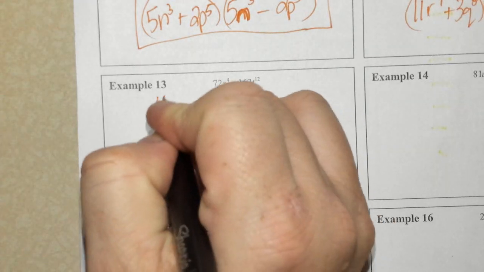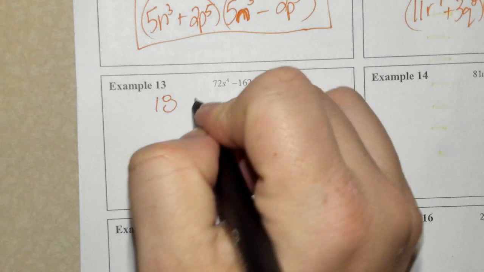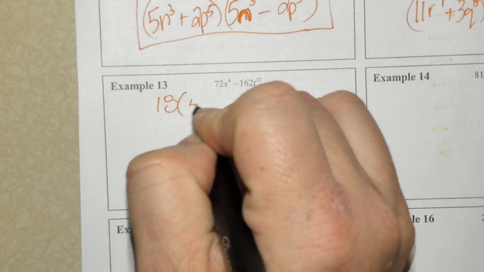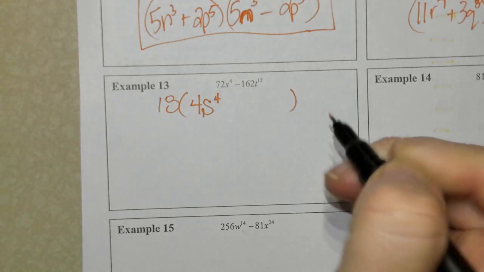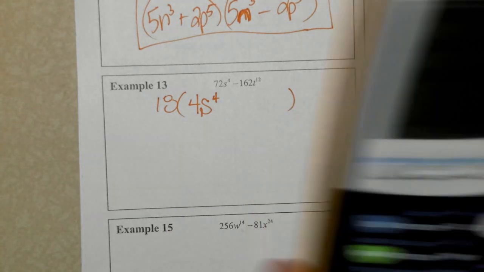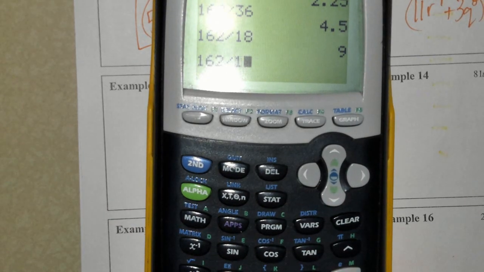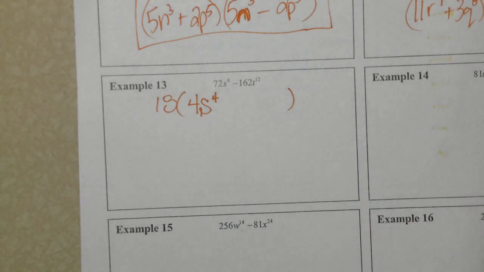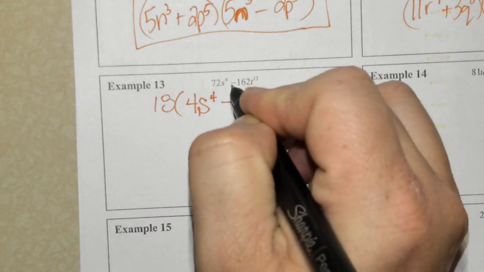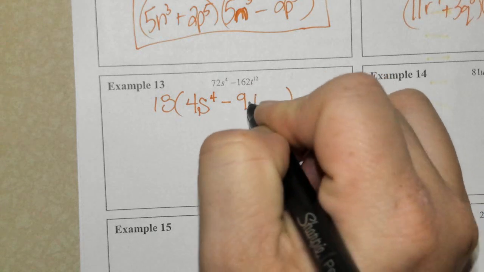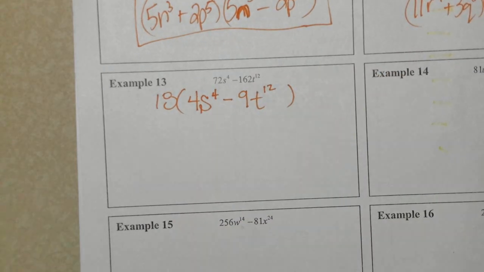So put an 18 out front. 18 times 4 is 72. Attach s to the 4th. 162 divided by 18 is 9. So 18 times 9 is 162. Bring down the subtraction sign and attach the t to the 12th.